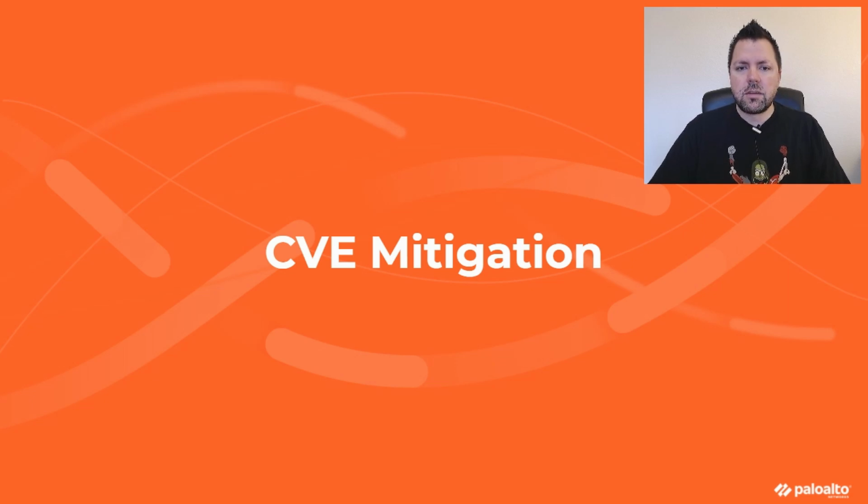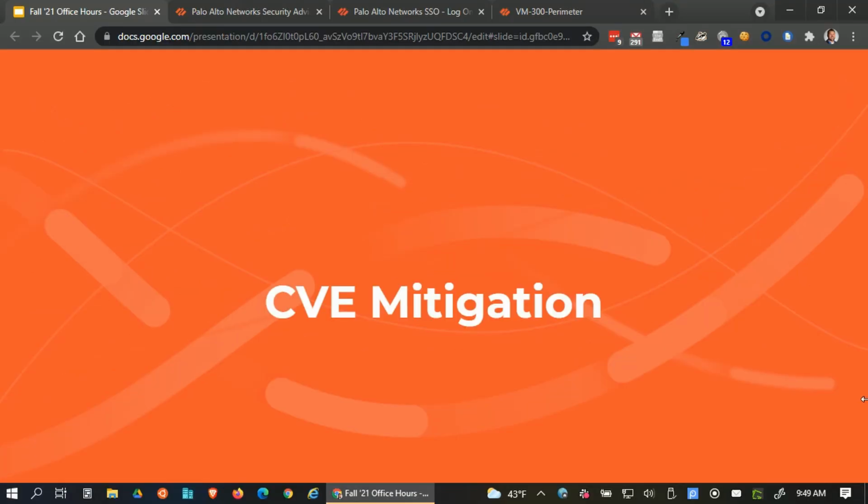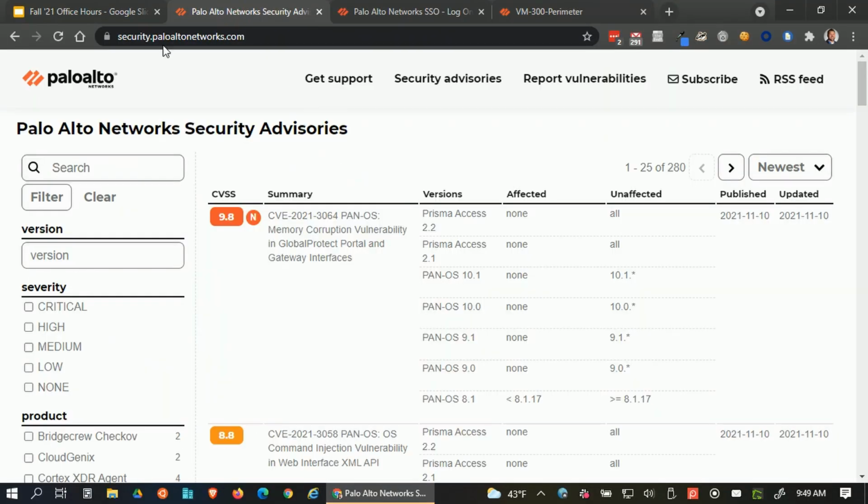Hello everyone. Today we're going to talk about how to mitigate CVEs and other vulnerability disclosures that you may see from Palo Alto Networks. To do this, we're going to look at the security.paloaltonetworks.com website. First thing I encourage you to do is come over here and subscribe to be sure you're getting notifications when new common vulnerabilities and exposures are published.